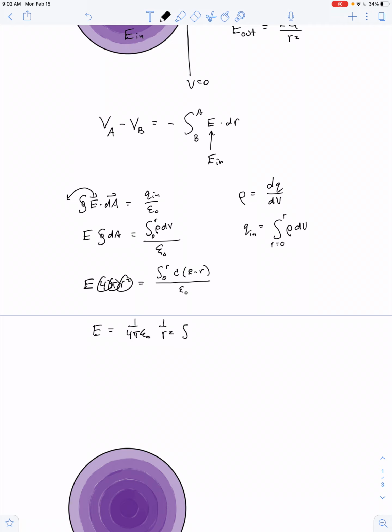Times the integral of, oops, I forgot the rho, I haven't written out the dV here. Okay, so dV is the same thing as 4 pi r squared dr. So we're just going to distribute here. We have c r 4 pi r squared dr minus the integral of c r cubed 4 pi dr.